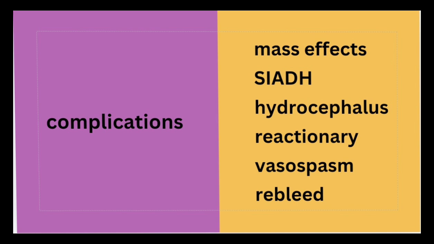So these are the complications of hemorrhage. It can produce mass effect and it can compress vital centers in the brain like the vasomotor center and respiratory center, syndrome of inappropriate ADH secretion, hydrocephalus, and reactionary vasospasm, which is more damaging as compared to the subarachnoid hemorrhage. So we give a calcium channel blocker, nimodipine, 60 mg QID for 21 days. Then there are chances of rebleed as well.